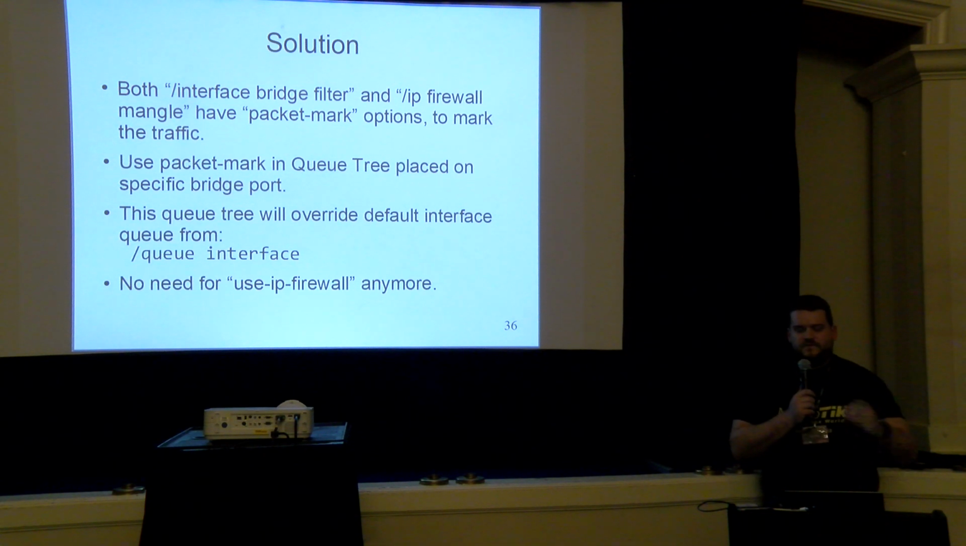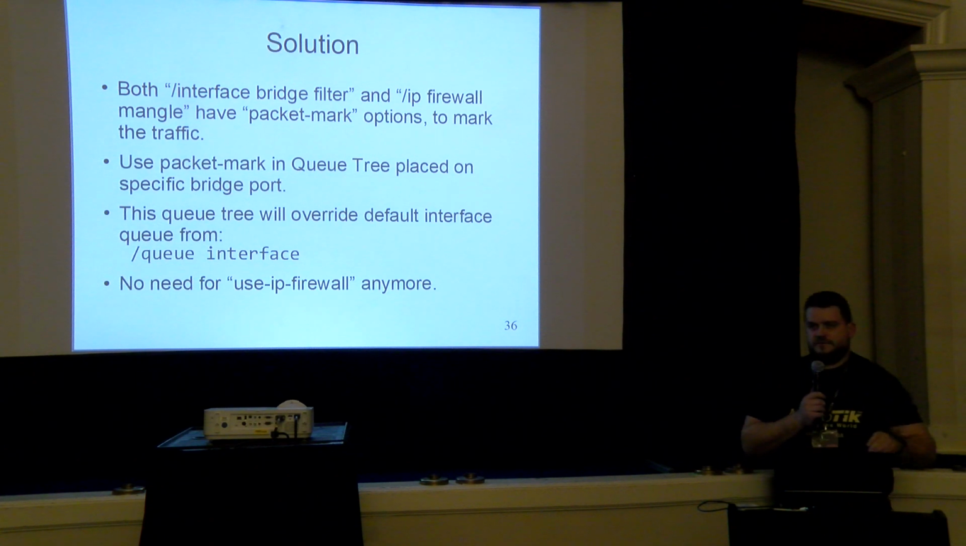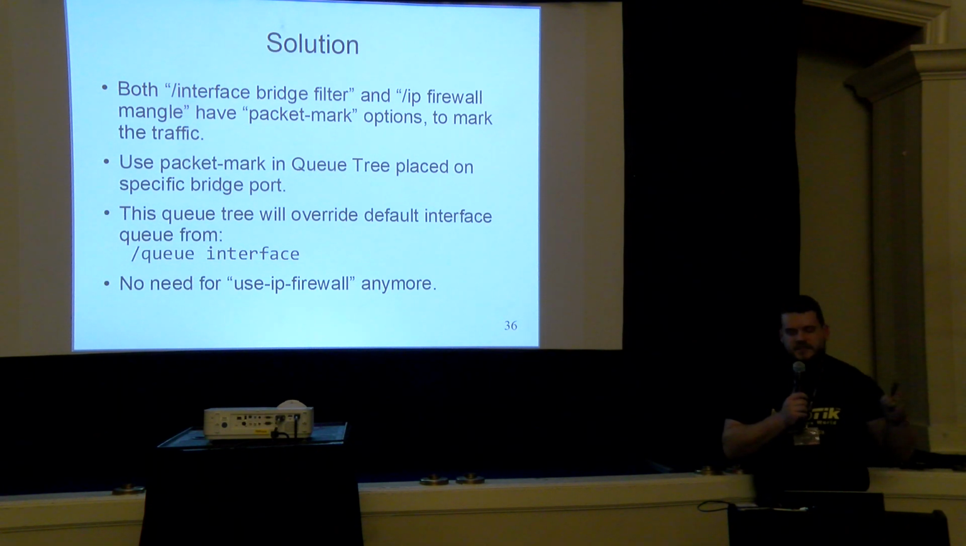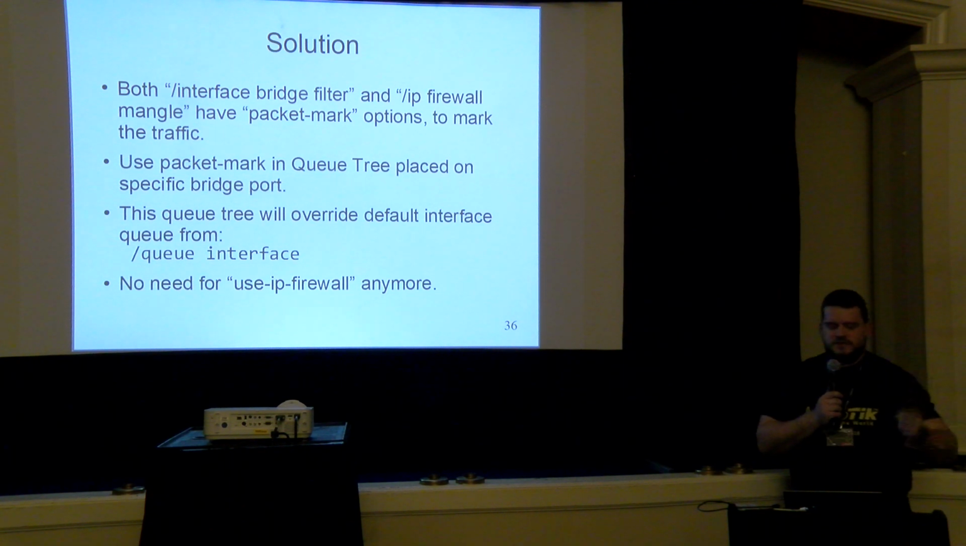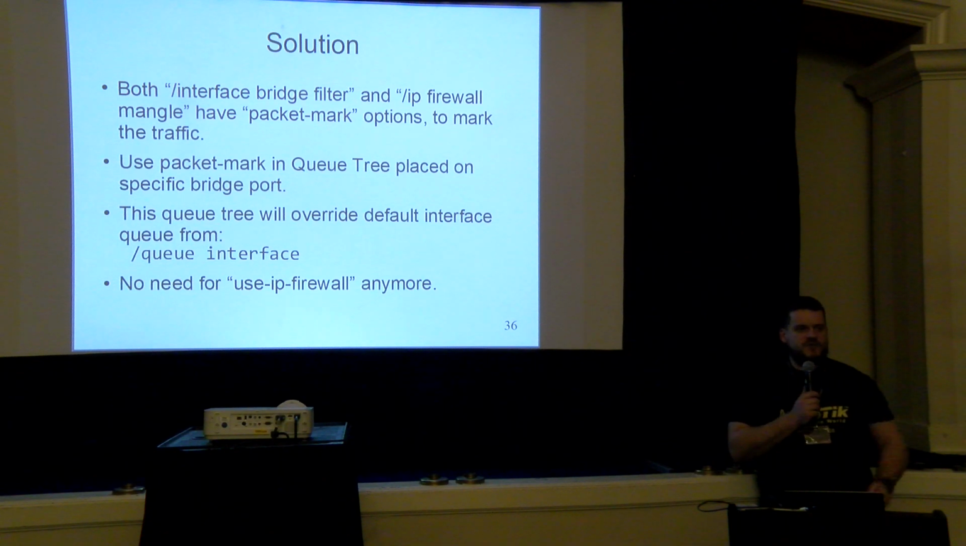So the solution is very simple. Both firewalls, bridge filter and IP firewall, have a possibility to add a packet mark. Add the same mark there, and then use a simple queue with that packet mark, but place that queue on the specific interface or bridge port. Then it will capture all the traffic that leaves through it, and do not use IP firewall in bridge settings. That's a last resort option. It's very specific. And please double, triple check that you really need it, because it causes a lot of load.